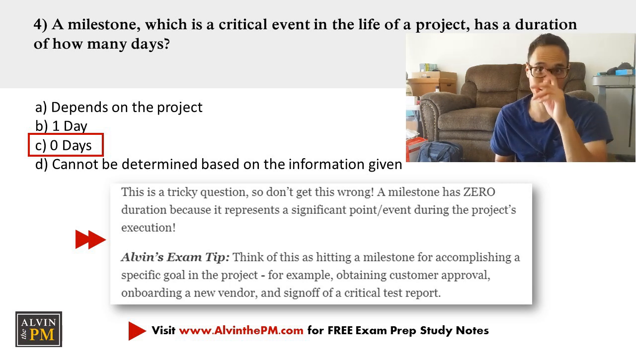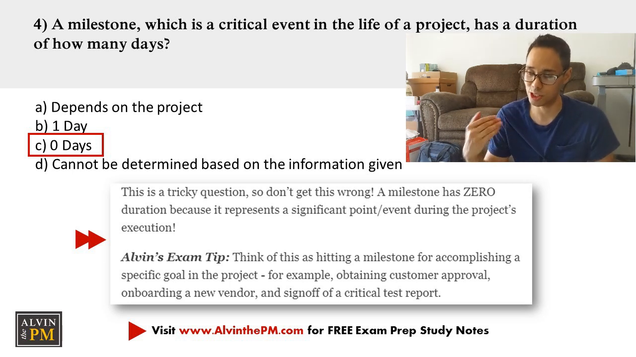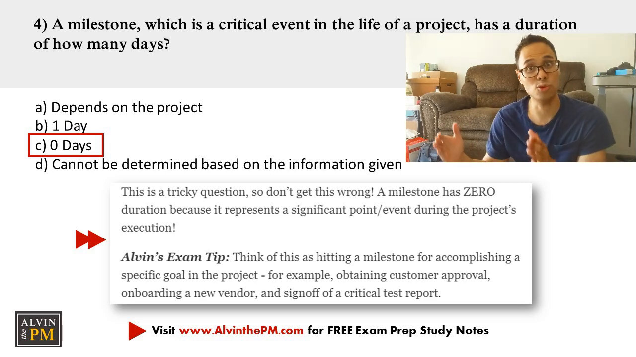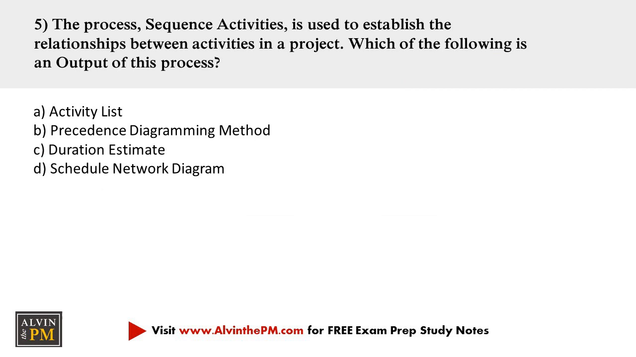Remember, anytime you're creating a milestone chart or a schedule, the milestone has 0 days, okay? It doesn't have any duration associated with it. It's usually used to indicate, okay, I have this milestone that all testing and engineering activities will be completed. Let's go on to question 5.